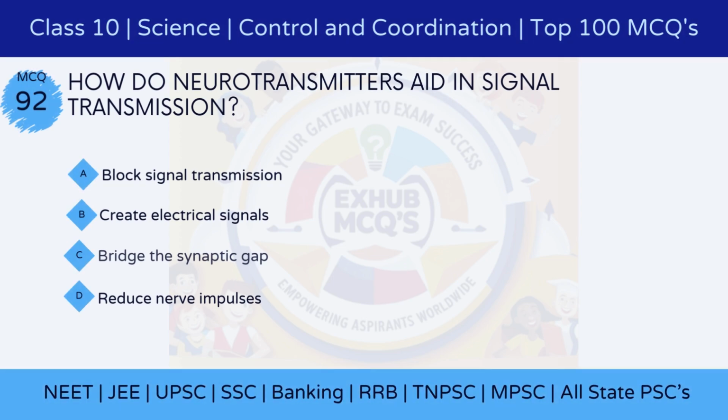MCQ 92. How do neurotransmitters aid in signal transmission? Option A, block signal transmission. Option B, create electrical signals. Option C, bridge the synaptic gap. Option D, reduce nerve impulses.